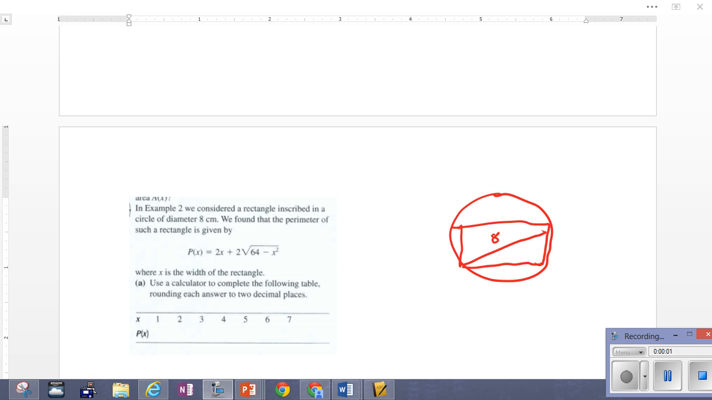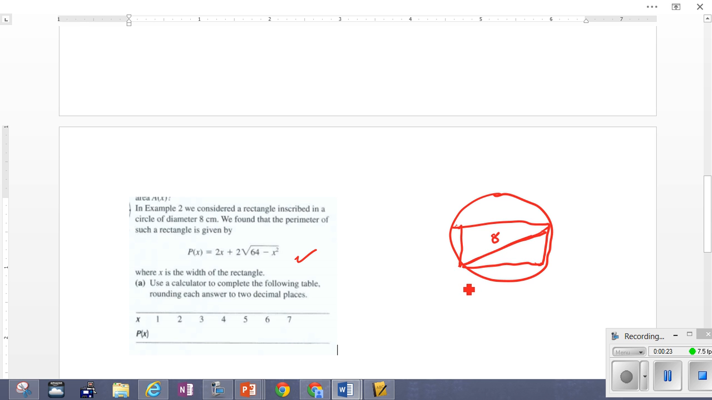Back, we're going to look at this problem. This is number 10 from section 4.4. In example 2, they come up with this formula. Well, let's just come up with that formula right now. So we have this rectangle inscribed within a circle whose diameter is 8.